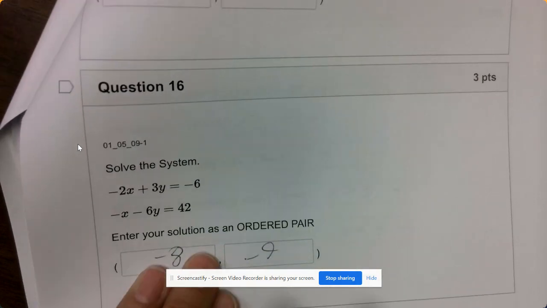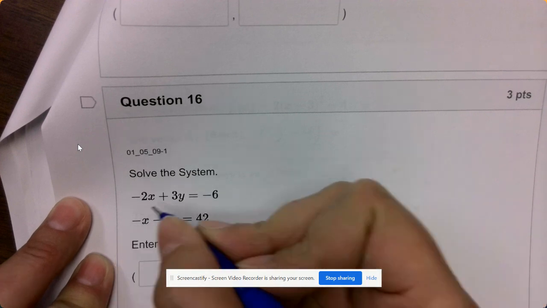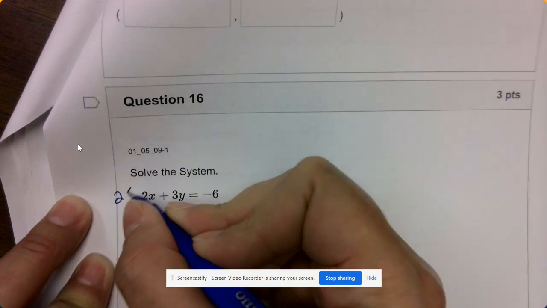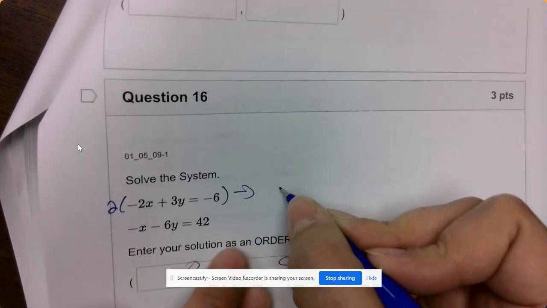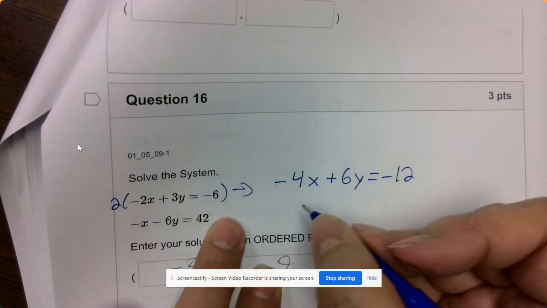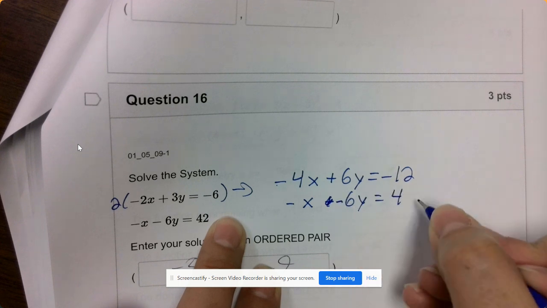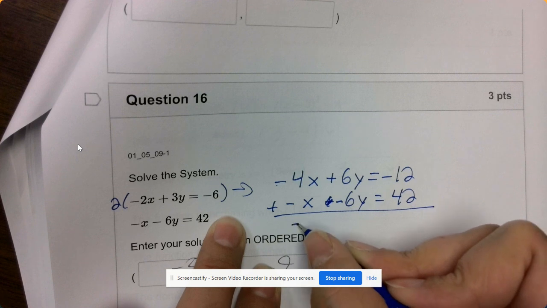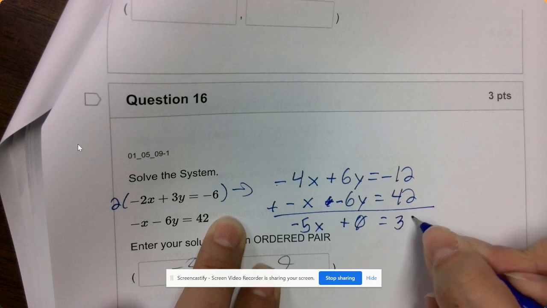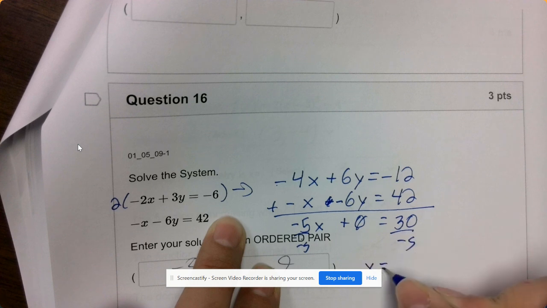All right. Solving another system. Okay. So this one, we can go ahead and multiply the top one by 2. So we get negative 4x plus 6y is equal to negative 12. Negative x minus 6y is equal to 42. We're going to add these together. So we get negative 5x. This will be 0. Is equal to 30. Divide by negative 5. We get x is equal to negative 6.